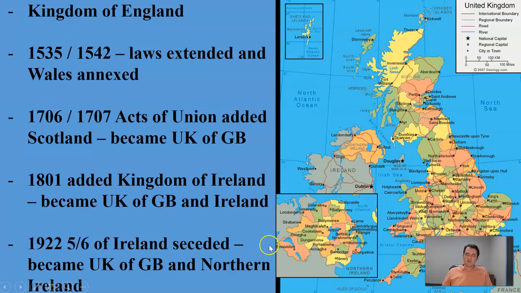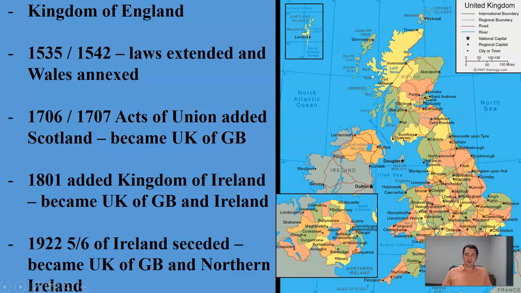Now, just to give you a quick rundown on how all this came to be. All these used to be individual countries. Before that, they were individual small little kingdoms in general county type areas, maybe a little bit bigger than that. Then those merged into countries, and then all those countries got merged into the UK. So we're talking about England being our base here. In 1535 and 42, laws were extended that annexed Wales into England, so that it just became part of England. And then 1606, 1607, the Acts of Union added Scotland.